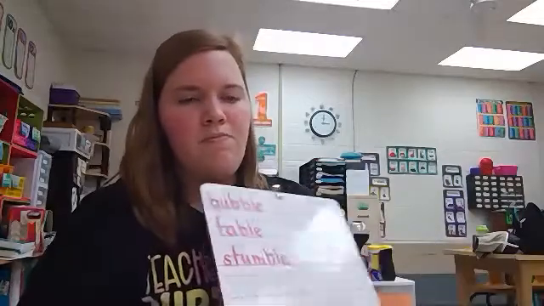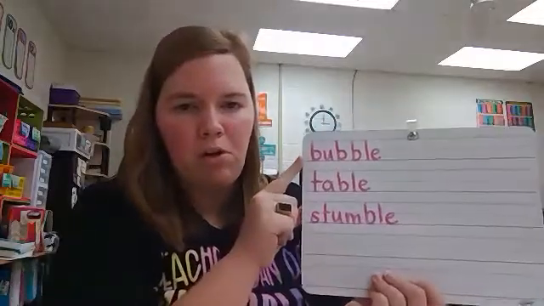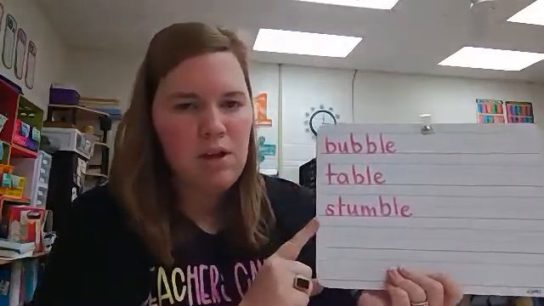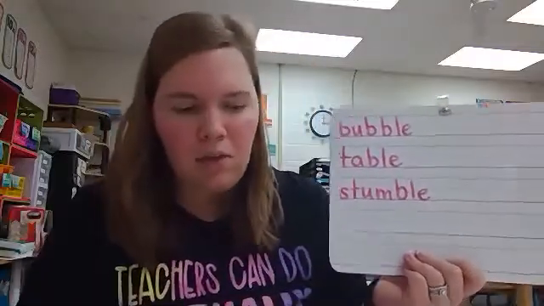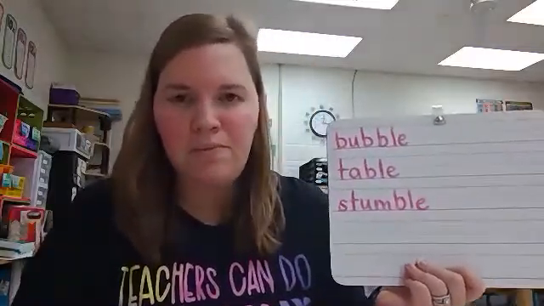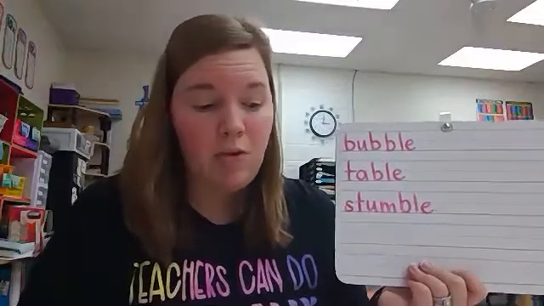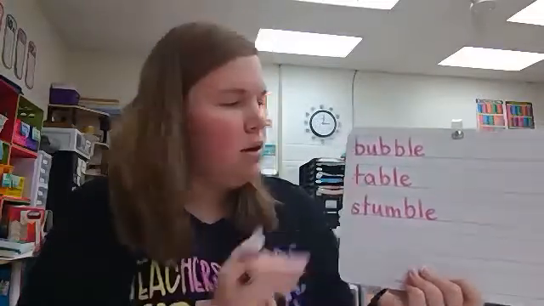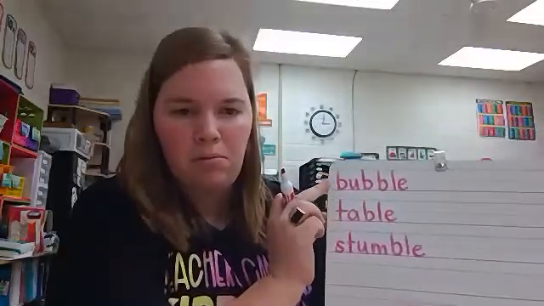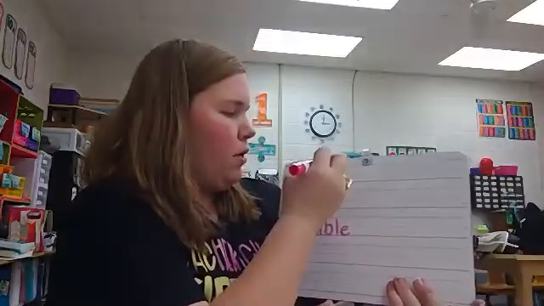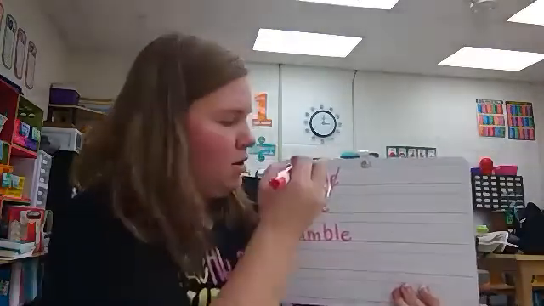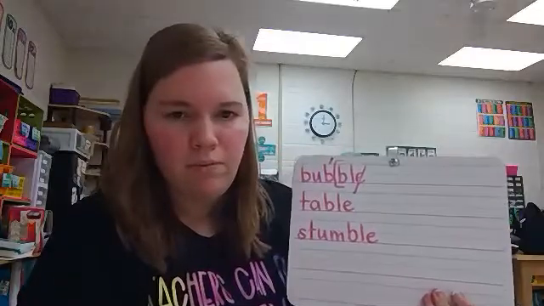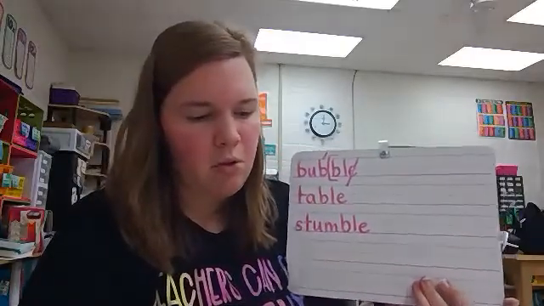Let's look at these words that I have written on my board. I have bubble, table, stumble. What do you notice about these words? What do they all have in common? Right, the final stable syllable, B-L-E. So how will we code this word? First we do bracket, cross out the final E, accent mark. That shows our final stable syllable.